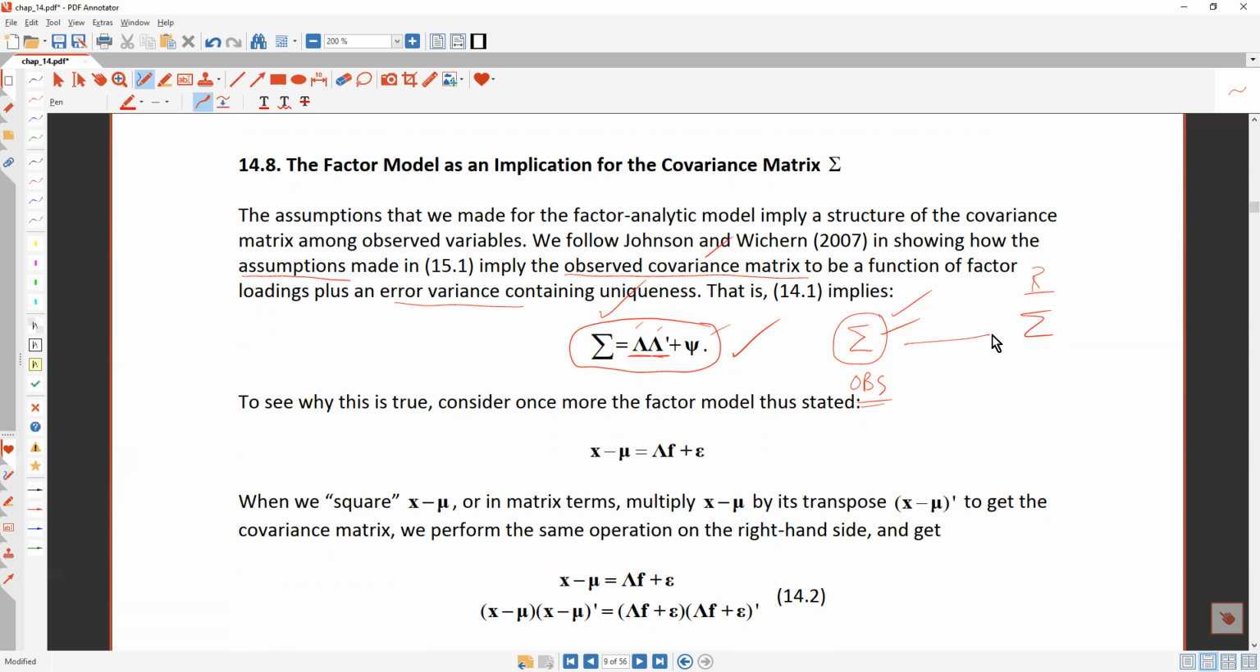This reproduction, if it's good, imagine you can completely reproduce the covariance matrix based on your factor analysis procedure. Then you would say, hey, I have a pretty good fit. I have a good fitting model because I was able to actually reproduce the covariance matrix. Why? Because this implication holds. Because this says that the covariance matrix is a function of those factor loadings.